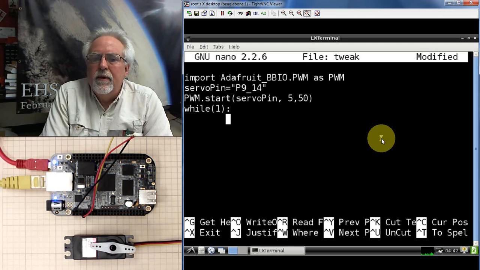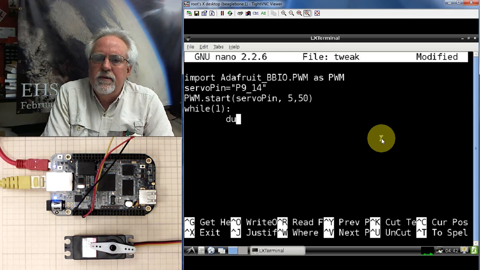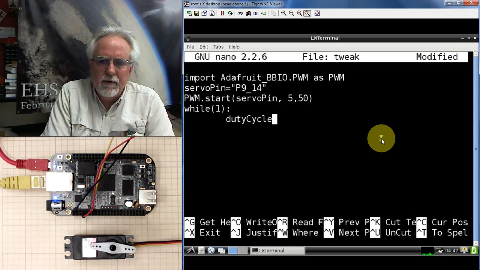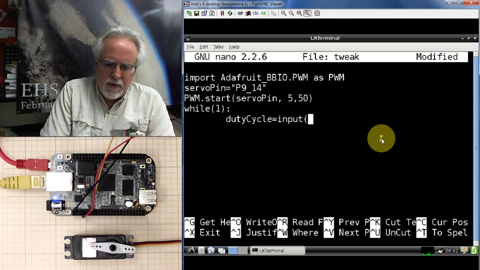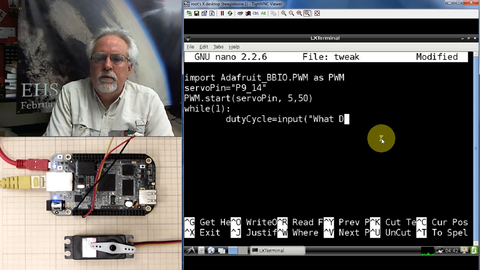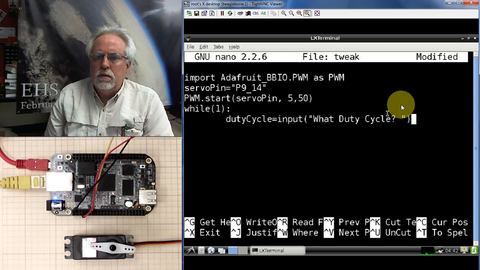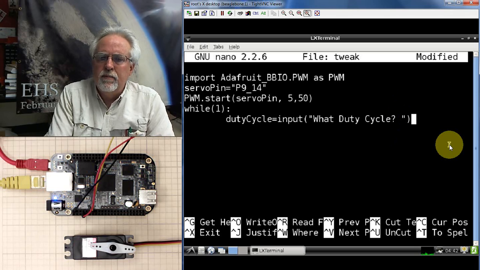We need to try different duty cycles. So we need to ask the user for a duty cycle. So I'm going to say duty cycle, and I'm going to input it from the keyboard. So I say equals input. What message do I want to put? What duty cycle? So I'm asking the user for a duty cycle. Close my quotes, close my parentheses.